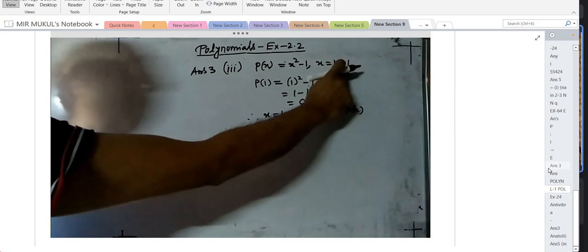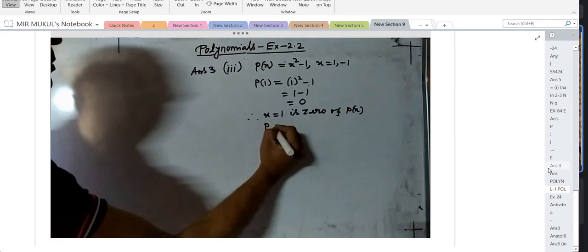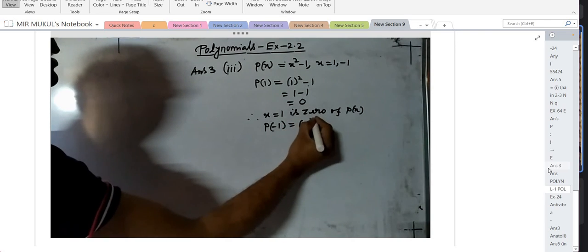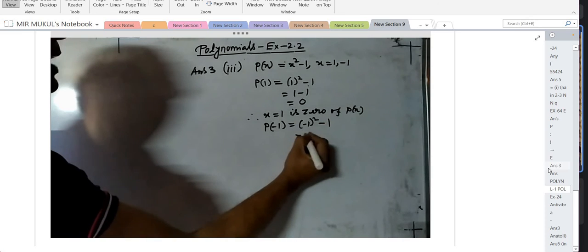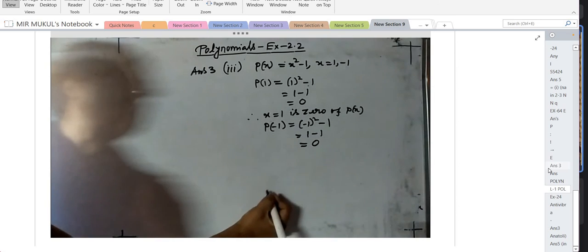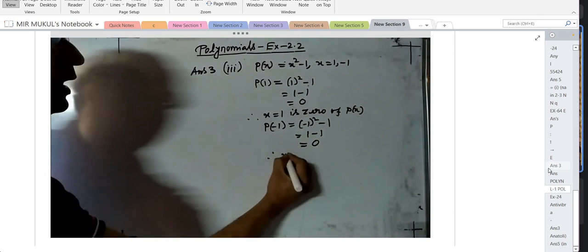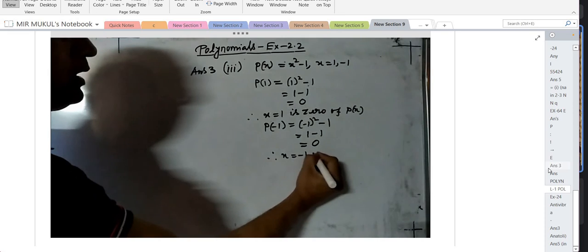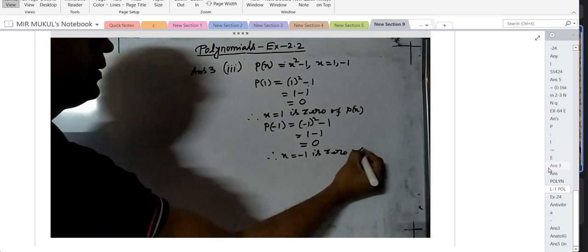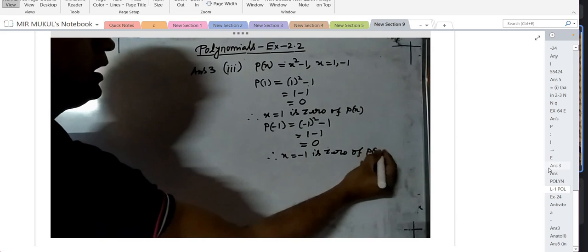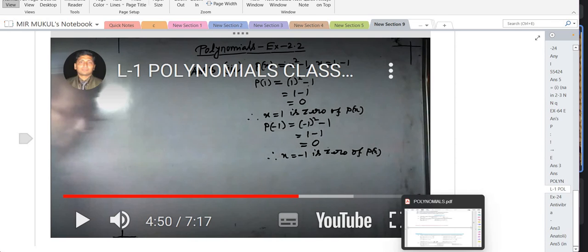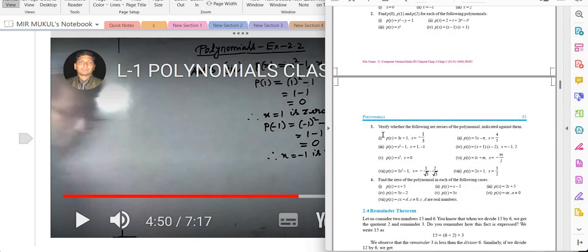Okay, check minus 1 also. p(-1). We'll get minus 1 square minus 1. Now minus 1 square is 1, minus 1. So here also we are getting 0. Therefore here we can say that x equals to minus 1 is a zero of p(x). So this is our answer. So question number 3 I explained here.